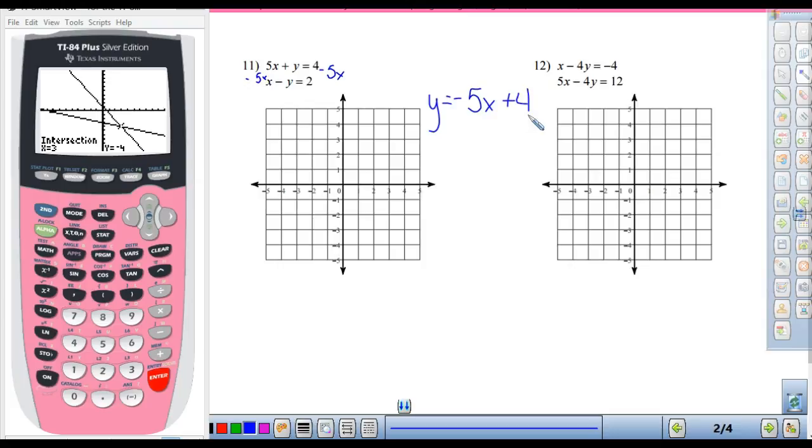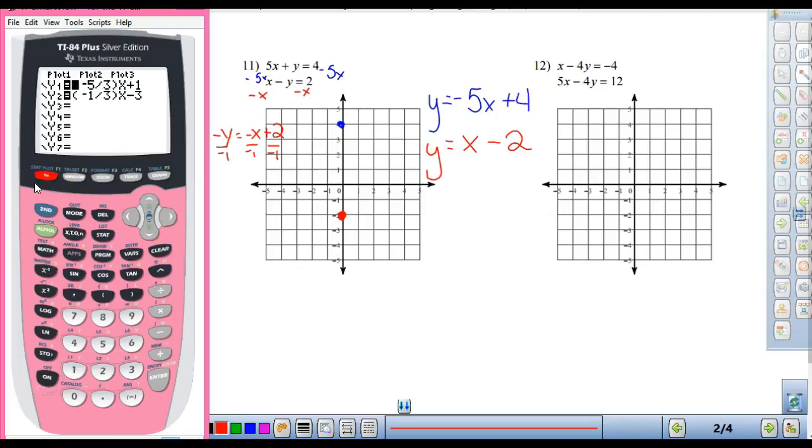On my bottom one, what's my first step? Subtract my x. Now here's the kicker. I got negative y equals negative x plus 2. What do I have to do? There you go. Divide by negative 1. I have y equals positive x minus 2. Good. So top one, y-intercept at 4. Bottom one, y-intercept at negative 2.